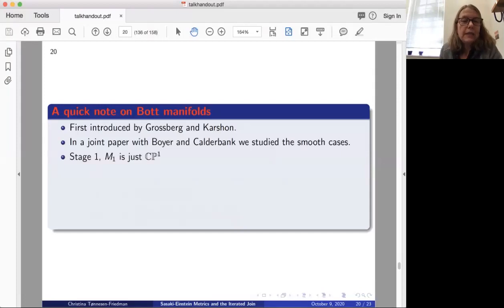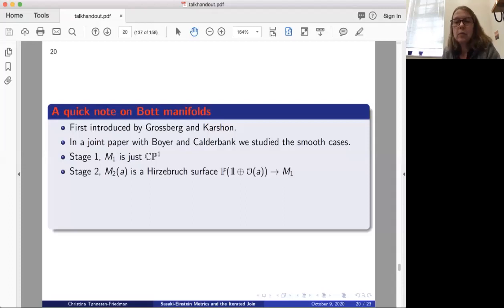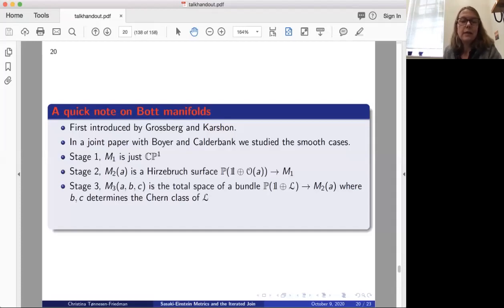The way we can think of them is that we have some Bott towers where we can say stage 1 would be CP1. Stage 0 is really just a point. Stage 2 is a Hirzebruch surface. So you pick a line bundle on CP1, you add the trivial bundle, you projectivize, and you get a CP1 bundle over this stage 1. Then you do it again, but now you have to pick a line bundle over the total space of this one. That can be determined by choosing two integers, B and C. And then you have a new CP1 bundle over the previous stage manifold. And you can keep doing that again and again. If you go beyond stage 3, you would want to use a different notation than this, maybe introduce some matrices, which indeed people do. And so on.